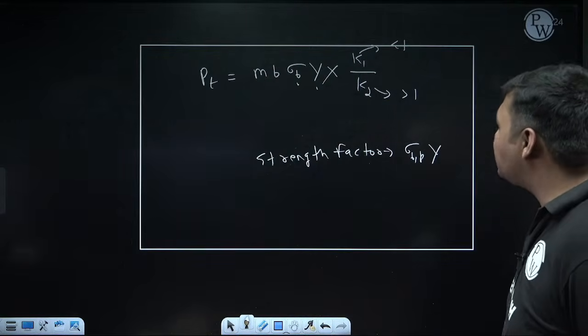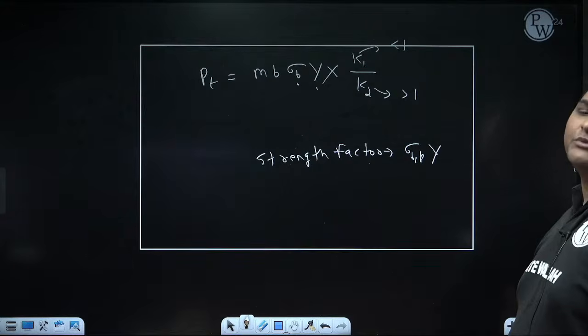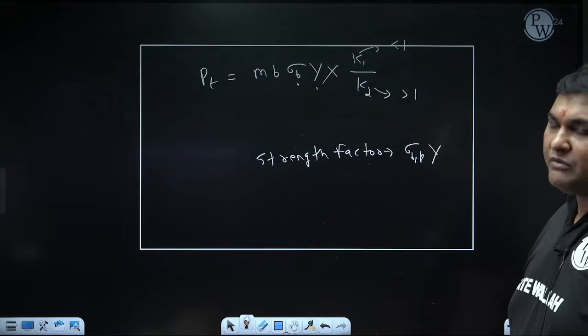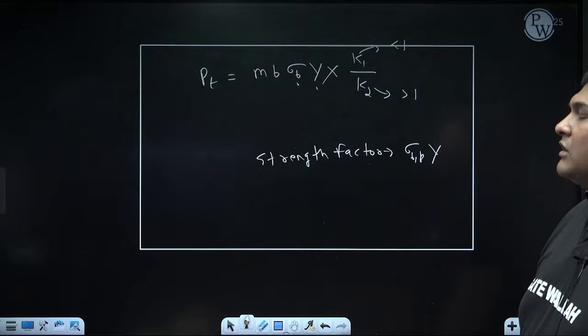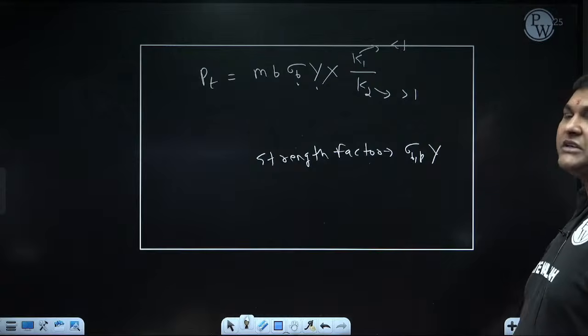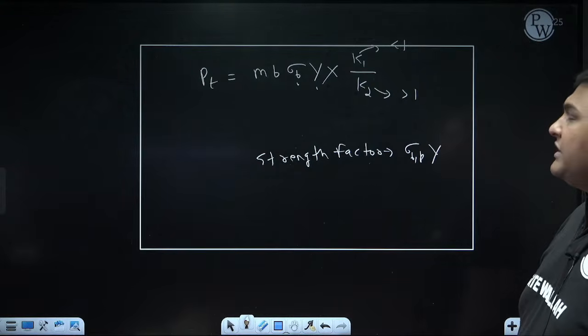But if permissible stresses are the same, this factor will always come less for pinion. In that case, pinion will always be weaker. So right now for this question, permissible stresses are the same, that's why pinion will be critical. But if they are given different, calculate this factor, and for whichever gear it comes less, that will be critical.